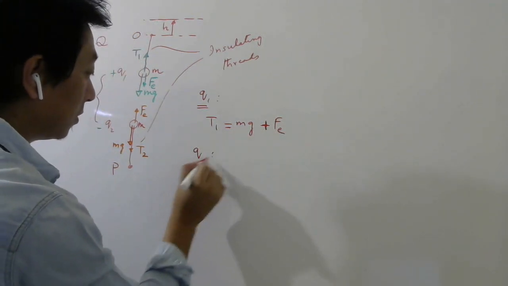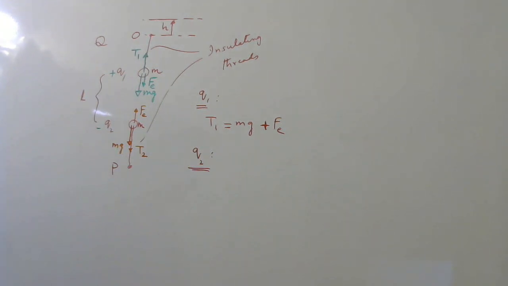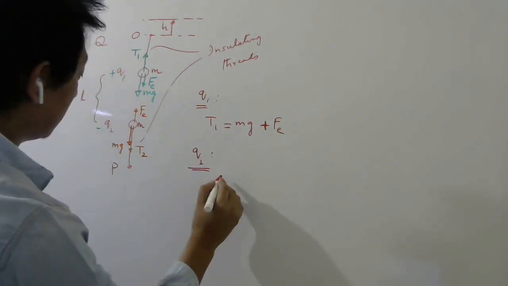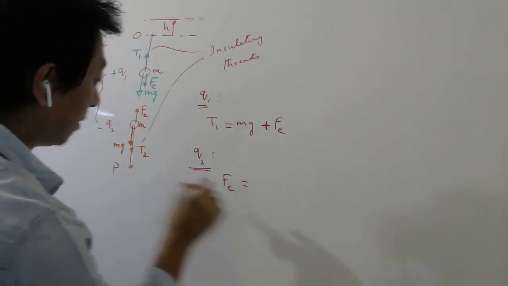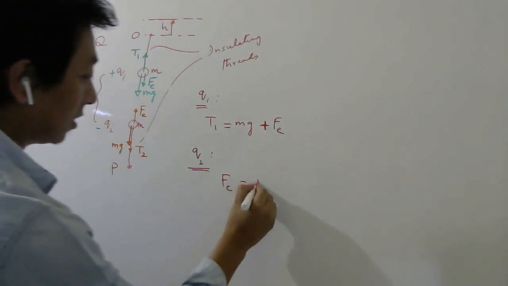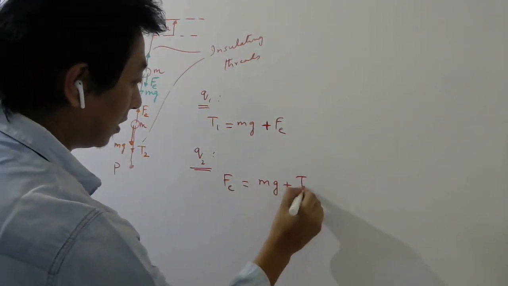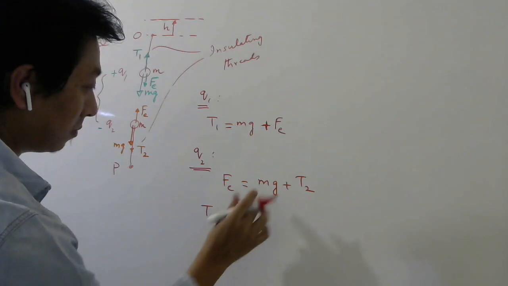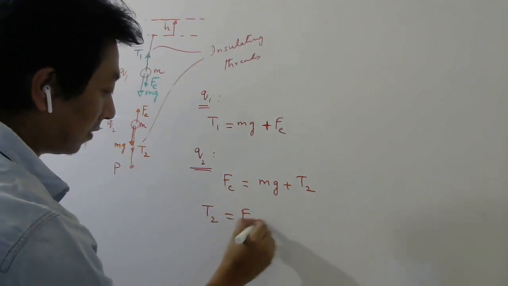Now do the same thing for Q2. The upward force is Fe, and that will be balanced by the downward forces, Mg plus T2. So what will be T2? Bring Mg this side. T2 equals Fe minus Mg.